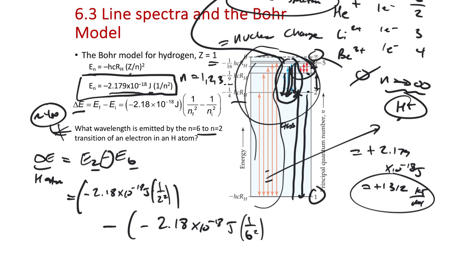I try just to do what's on my page. I do then minus and then negative 2.18 E to the minus 18 divided by 6 squared. So I work that out. I get negative 6.06 times 10 to the minus 19 joules.